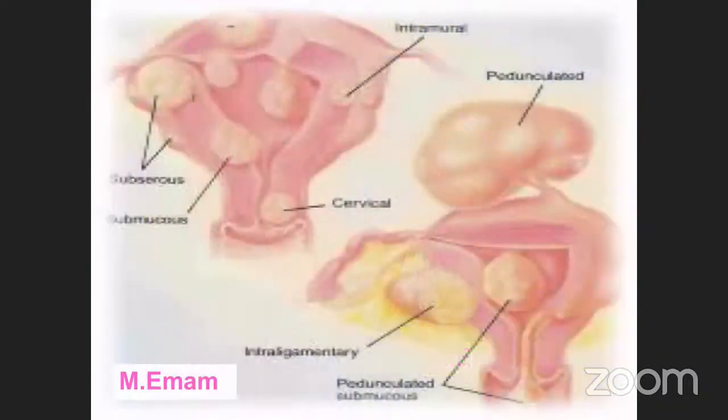This is a hysterectomy specimen. Now, this is how they appear. This one is intraligamentary, found in the broad ligament. This one is pedunculated submucous. This one is pedunculated subserous. This one is intramural or interstitial. This one is subserous. This one is submucous. Next slide. This one is cervical.